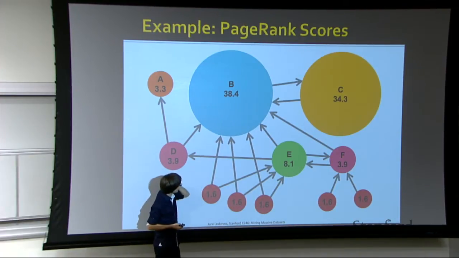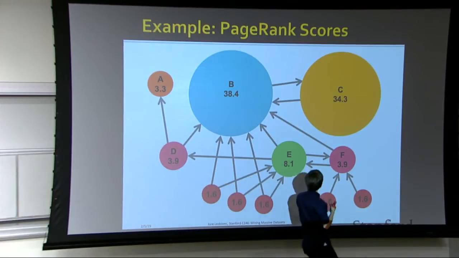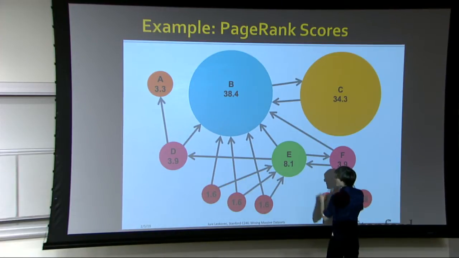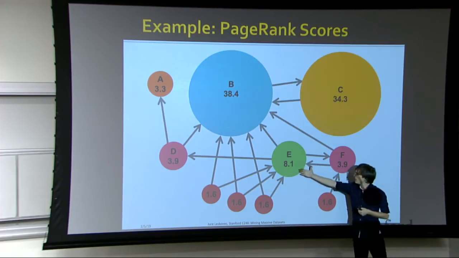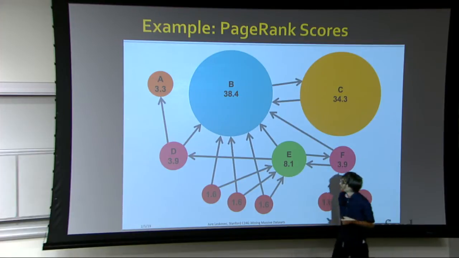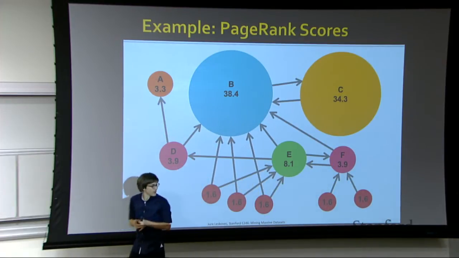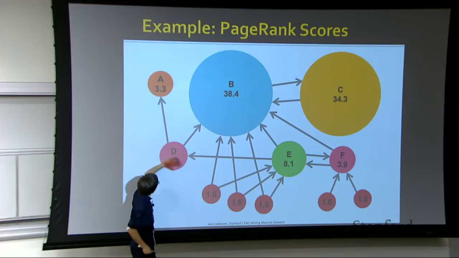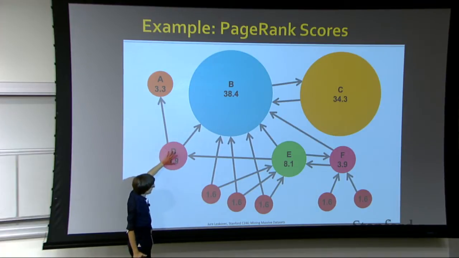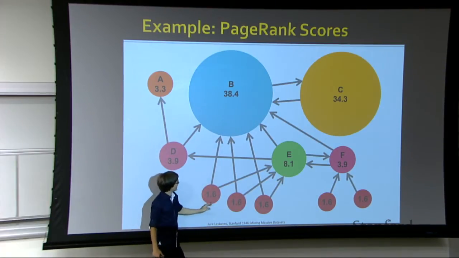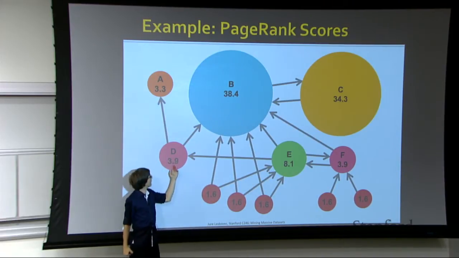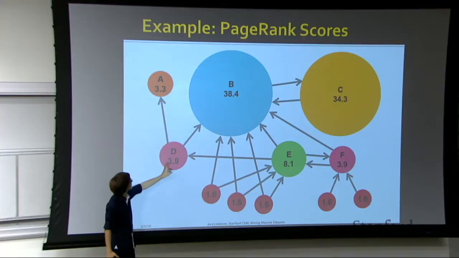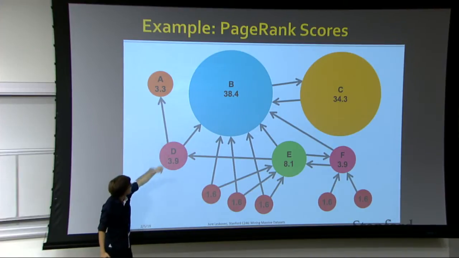How about E and F? E has 3 nodes pointing to it, F has 2 nodes pointing to it, so E is more important than F, right? D has E pointing to it, so D is more important than these little guys, but it's less important than E because nobody else points to D. And then D points to A and B.